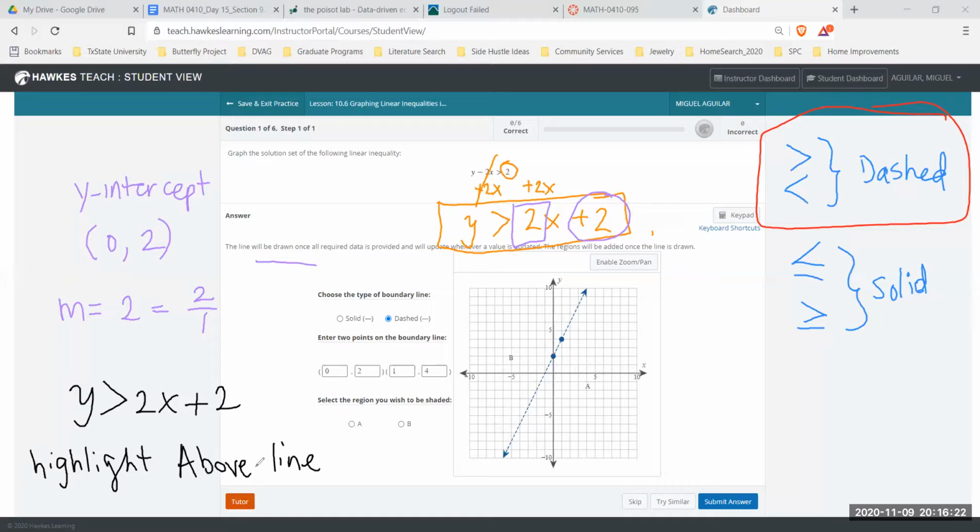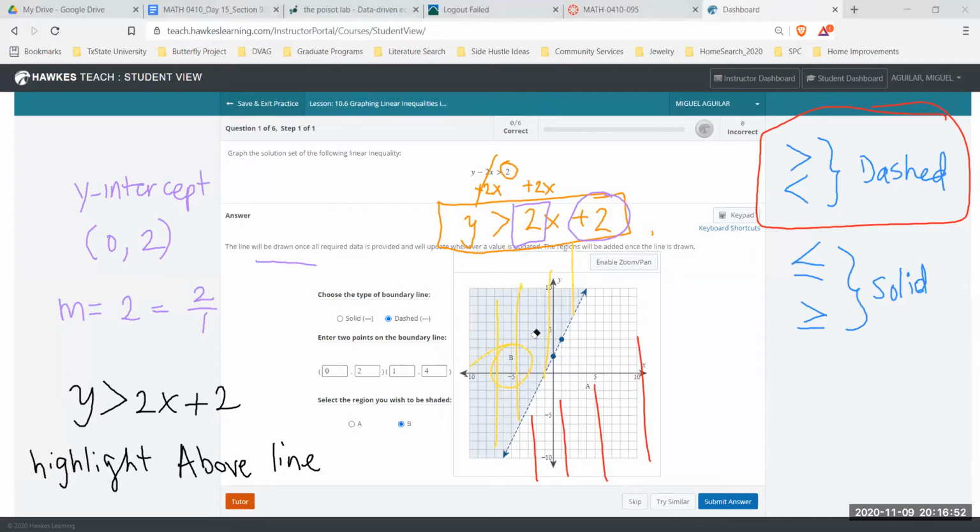Now, Hawks did a funny thing and called this region that's above the line. This is above the line, then this is below the line. And Hawks called the region above the line B. So don't get tripped up and think that above means you're going to select A. You're going to select whichever letter is above the line. So we need to select B, even though it's a little counterintuitive.